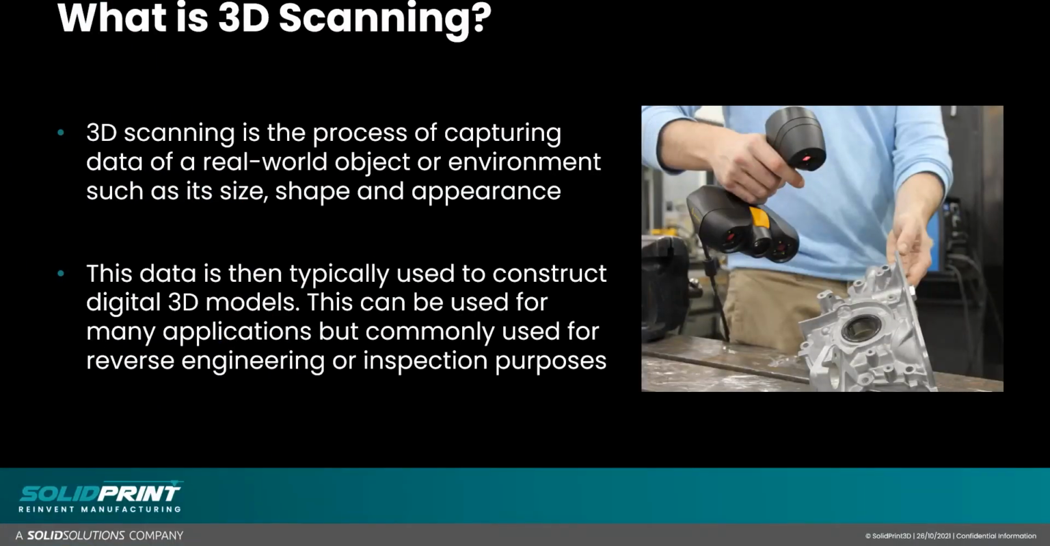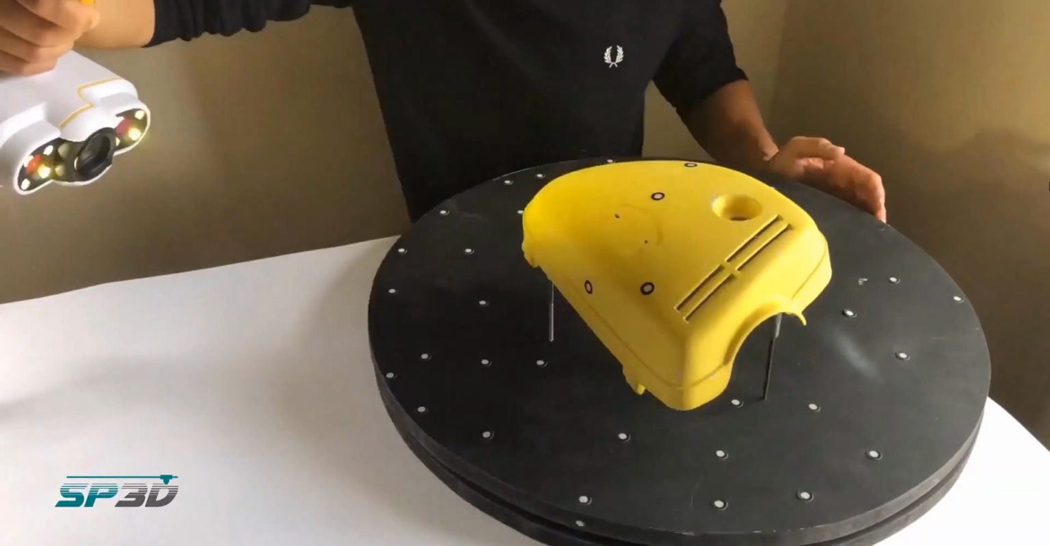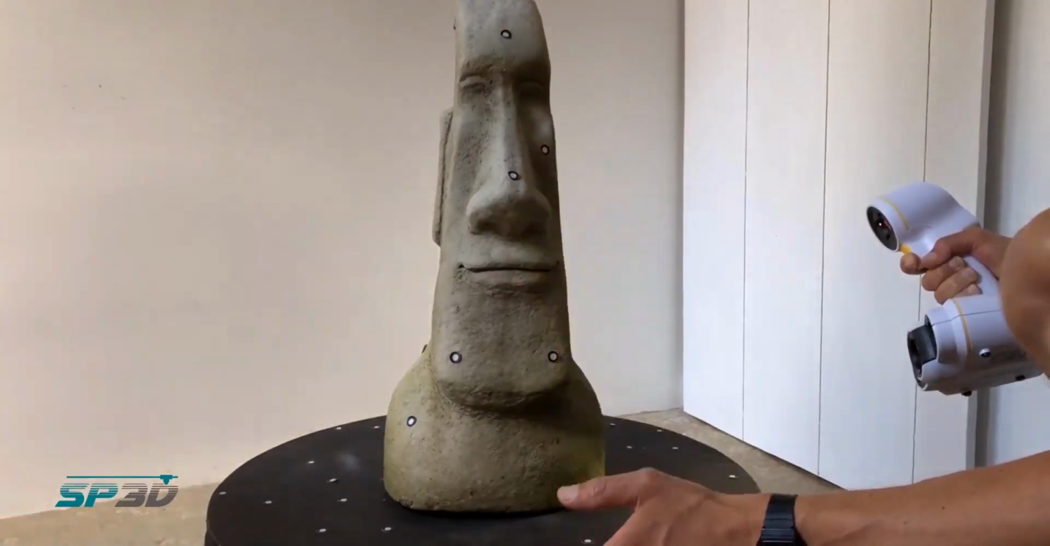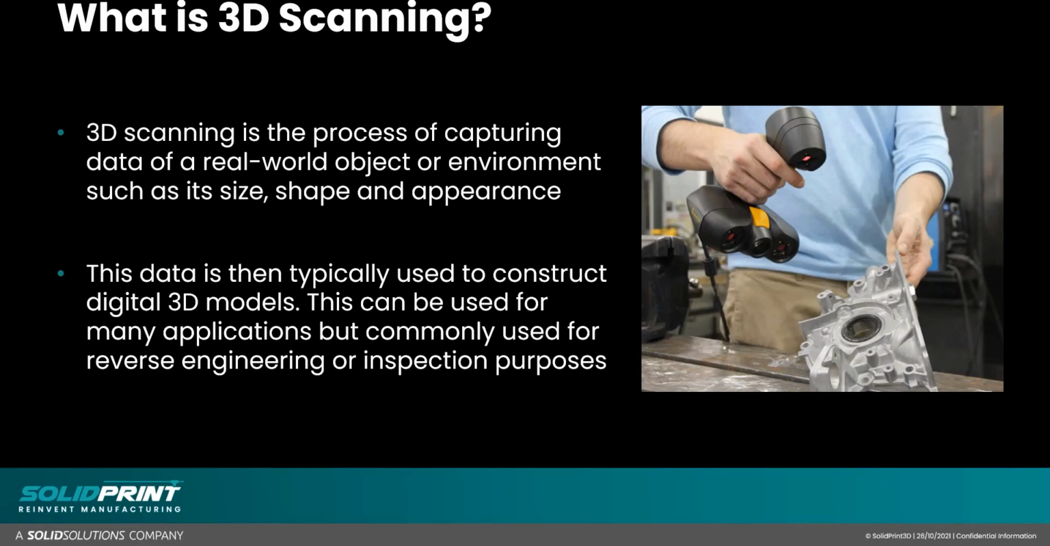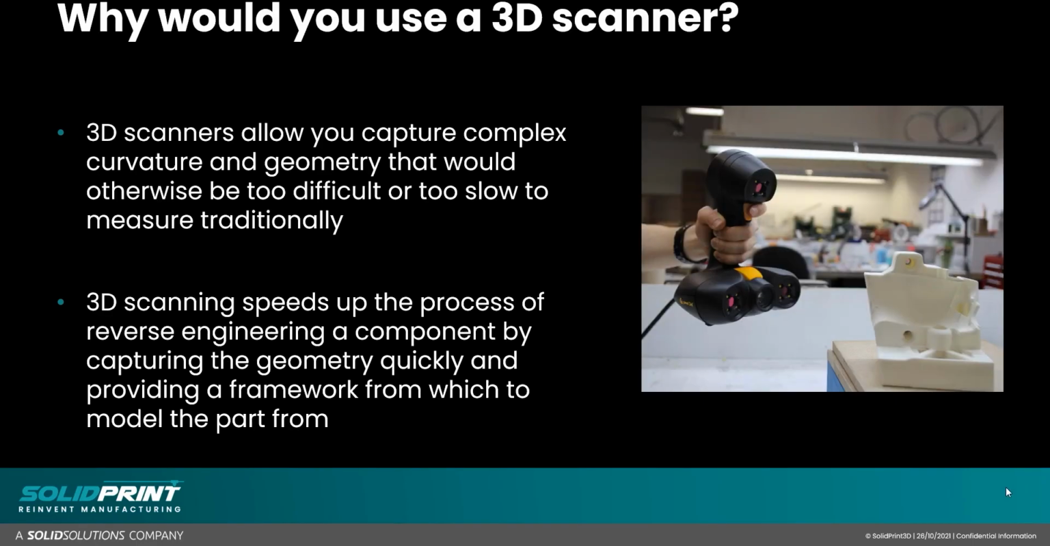3D scanning is the process of capturing data of a real-world object or its environment, and this typically consists of capturing its size, its shape, and sometimes its appearance. This data is then used to construct three-dimensional models. These can be used for various different applications, but are commonly used for reverse engineering or inspection purposes.